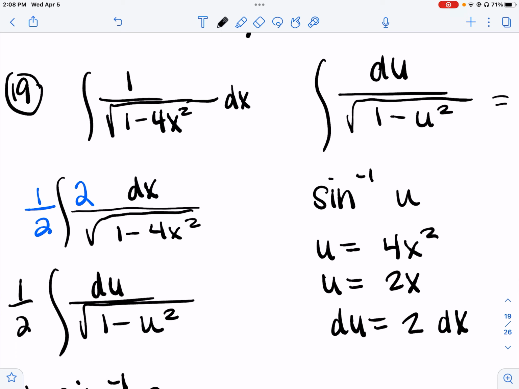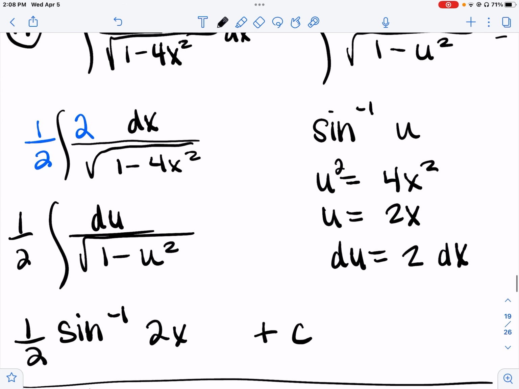Okay, now 19. This is in the form du over the square root of 1 minus u squared. Okay, and the integral of that is sine inverse of u. So if u squared equals 4x squared, u equals 2x, du is 2 dx. So I put in a 2 and a 1/2. 2 dx is du. 1 minus 4x squared is 1 minus u squared. Okay, so the integral of that, we've got our 1/2 outside, is inverse sine of u, and u is 2x.